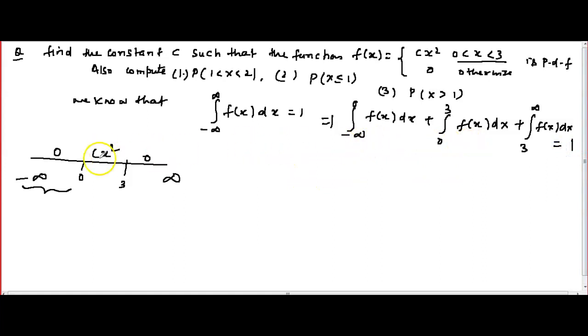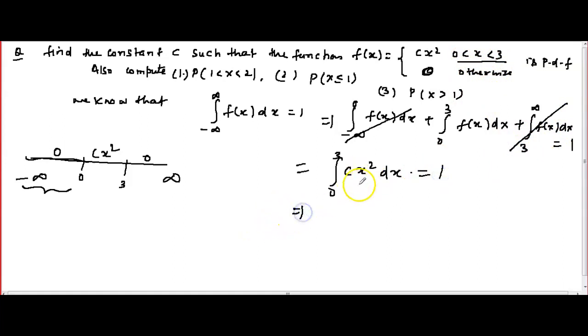Since the function is given in discontinuous form, I have broken it into three parts. Apart from 0 to 3, whatever the value, f of x is 0, right? So 0 times anything is 0 only, so no need to integrate. This term is 0. From 0 to 3 the function is c x square. Plus, 3 to infinity is also 0, because anything apart from 0 to 3 has value 0 only. So this is also 0, and the whole thing is equal to 1.